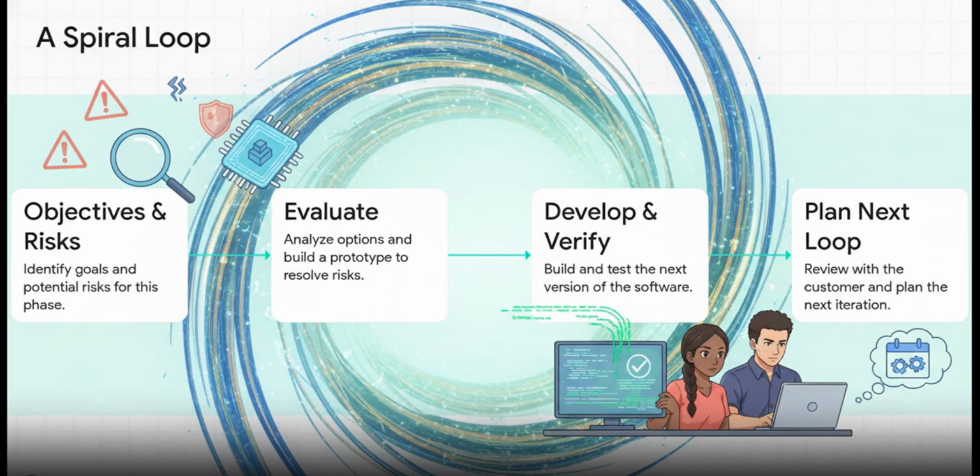The core idea here is really brilliant. The project moves forward in these iterative loops, or spirals. And each and every spiral has 4 clear steps. Figure out your goals and risks, check out your options and build a little prototype, develop and test the next version, and finally, plan the next loop. The key here is that risk analysis isn't some afterthought, it's the mandatory starting point of every single cycle.